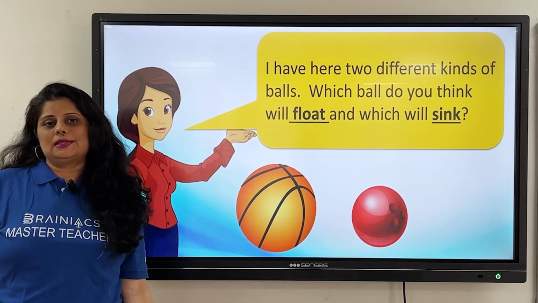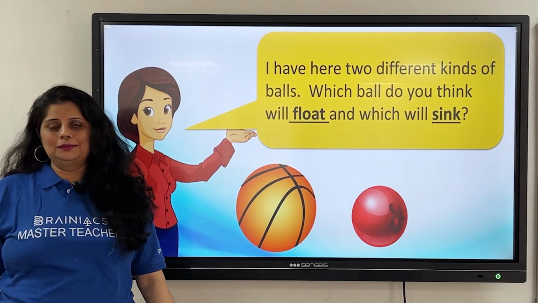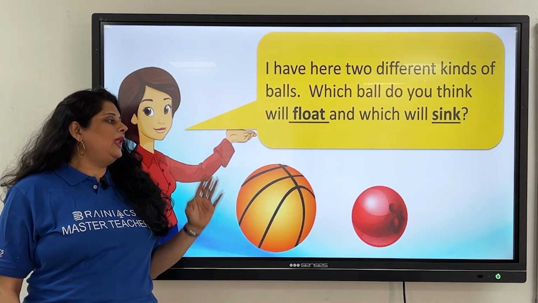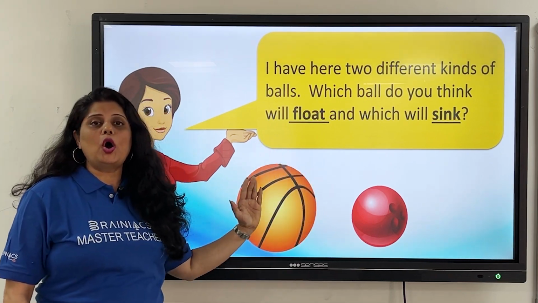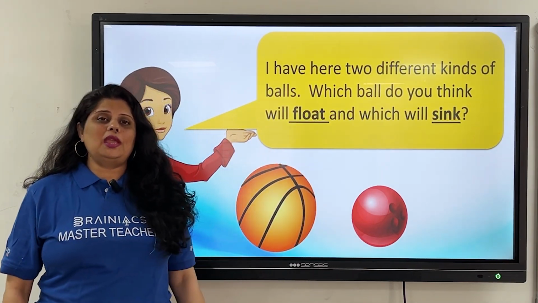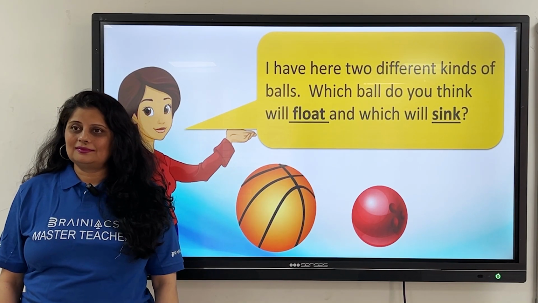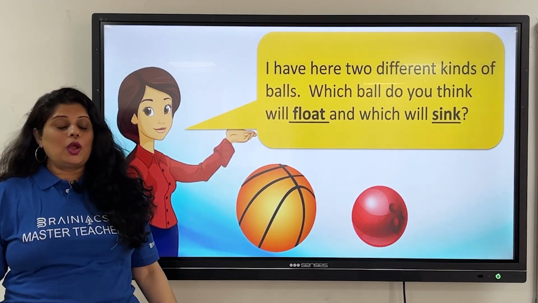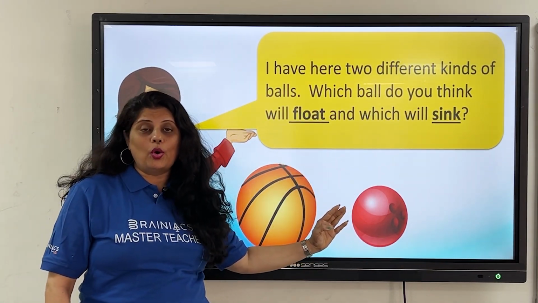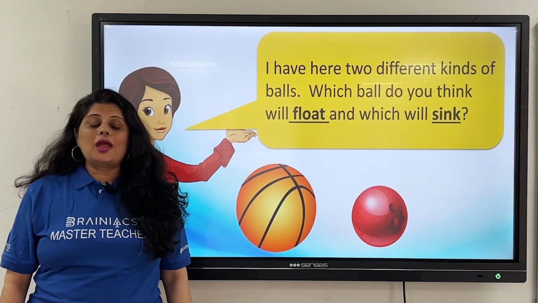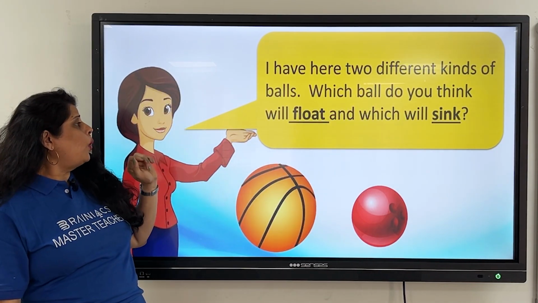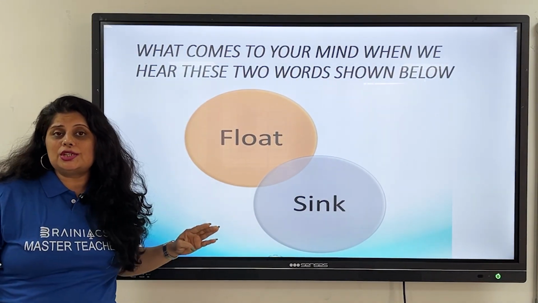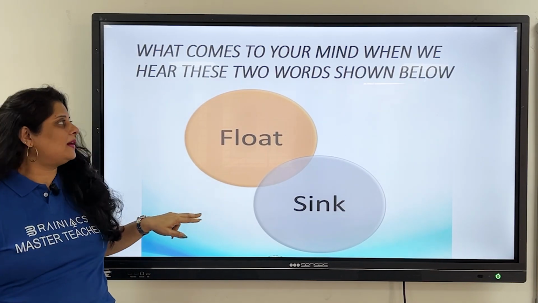I have two balls. One is a rubber ball, one is the metal ball. Now, what do you think will happen with these two different balls if I throw them in the water? Yes, the rubber ball will float, whereas the metal ball will sink. Well, now let me help you with what I mean by the two words which we are going to learn today, float and sink.